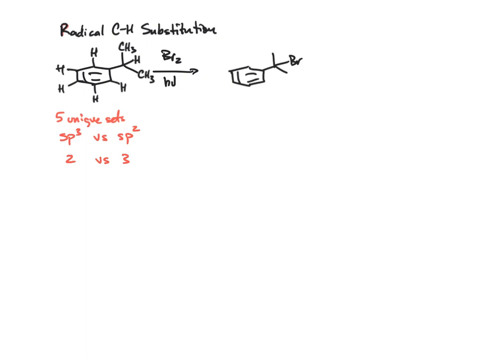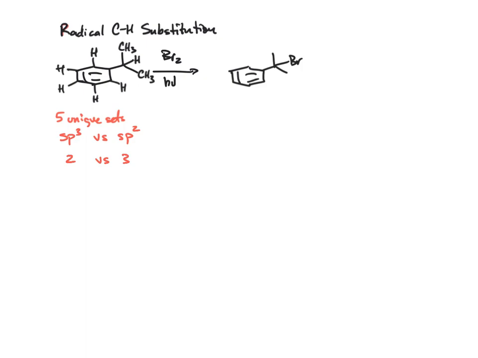this versus this, which one has the stronger bond in general? sp2. The sp2 CHs are stronger. Therefore, under these conditions, they are less likely to be substituted. So we don't even have to consider them. Now we're just left with these 2.